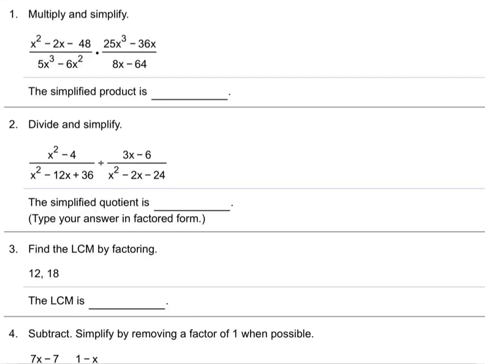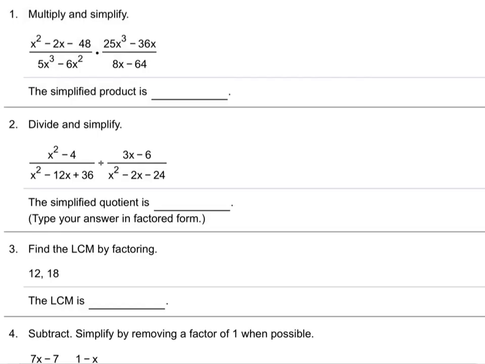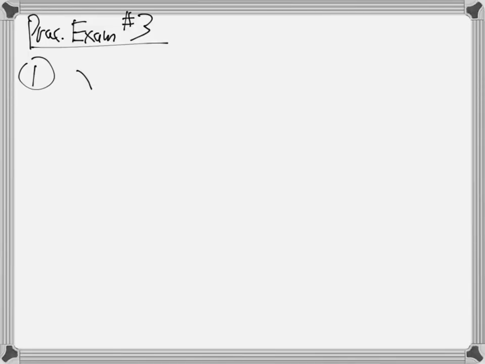Practice exam. Question number one. Let me write that out for you. X squared minus 2x minus 48. So here we go. Practice exam number three. X squared minus 2x minus 48.